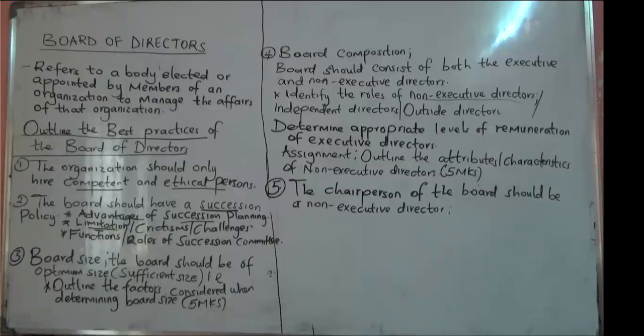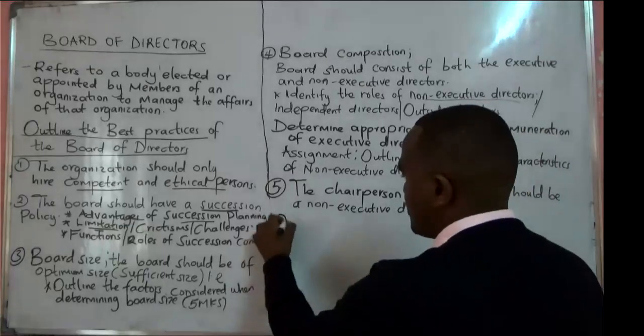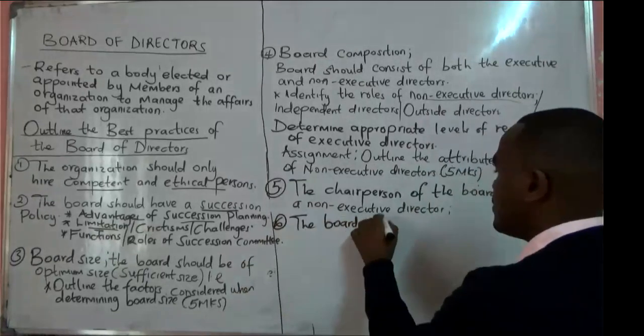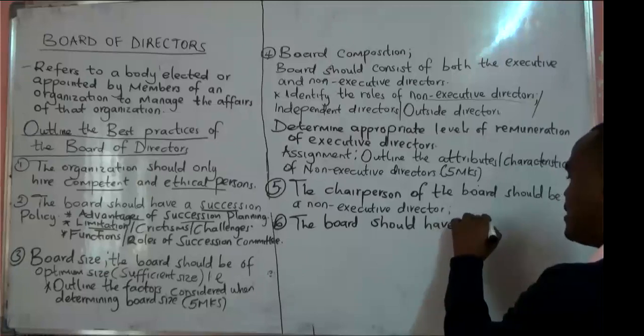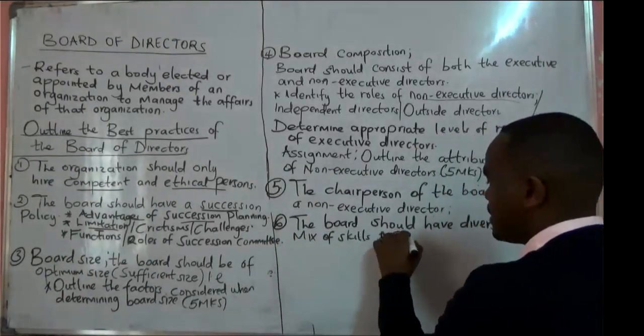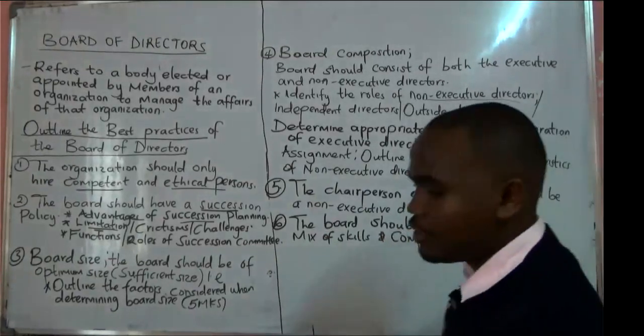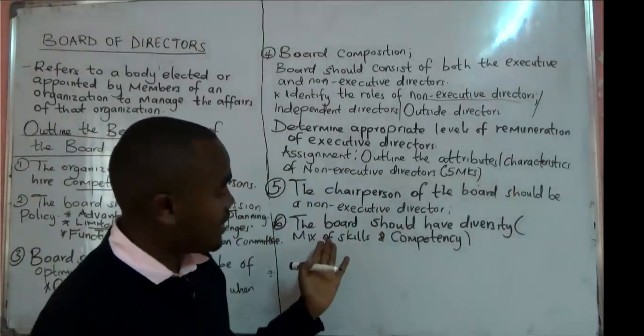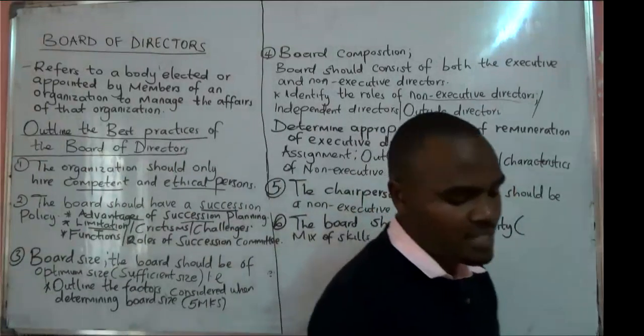You can also talk of the board should have diversity. In your past papers, in May 2017, question one. The last one we can talk of, the board should have diversity. For the diversity, it means a mix of skills and competence. People should come from different professional fields in a board. What do you think are some of the advantages of a mix of skills and competence?